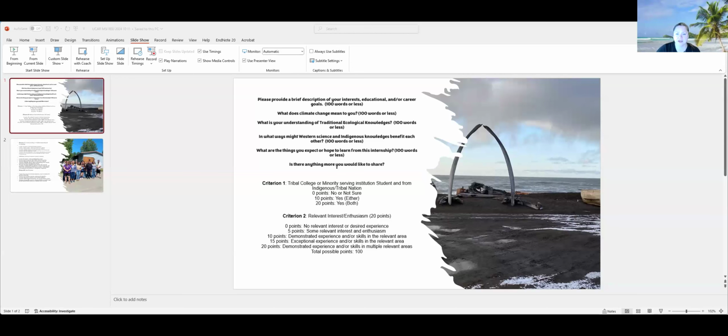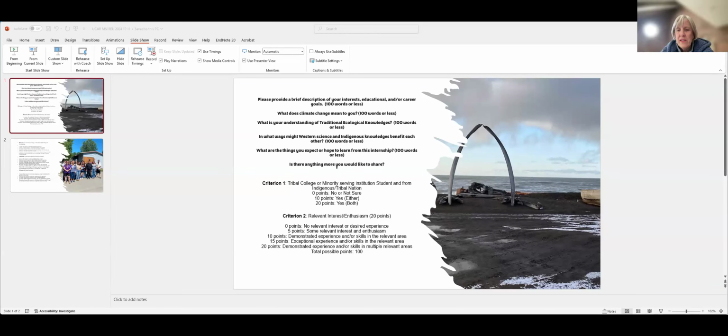The cool thing is we have this rubric that we use, that we ask specific questions and look for things like enthusiasm. What is their knowledge around Indigenous knowledge or Indigenous science? Why is this not letting me share? There it is.